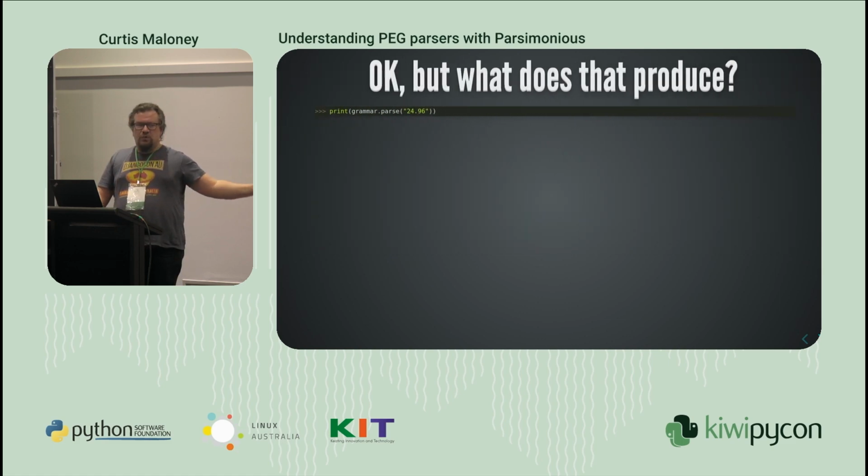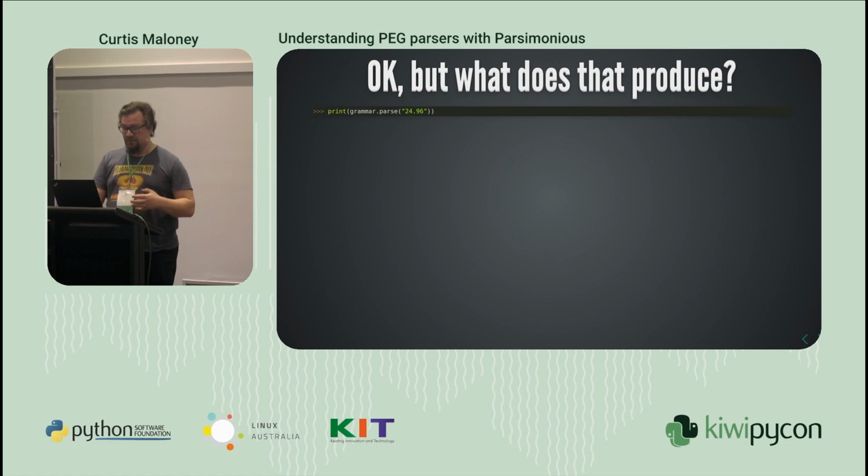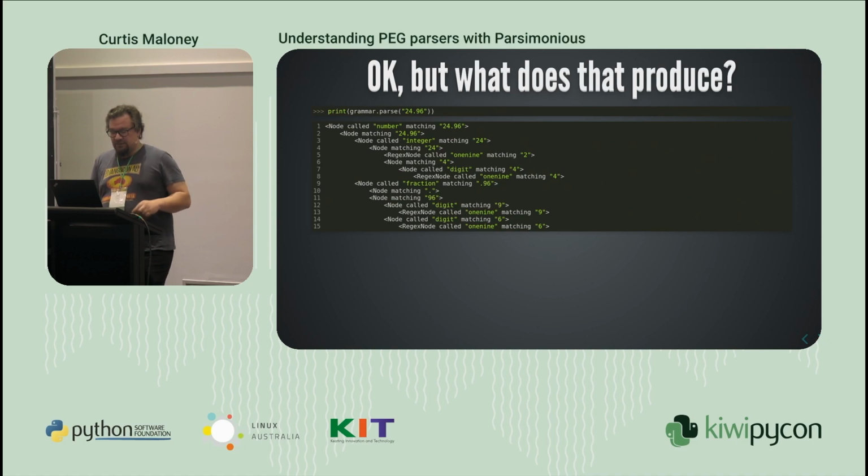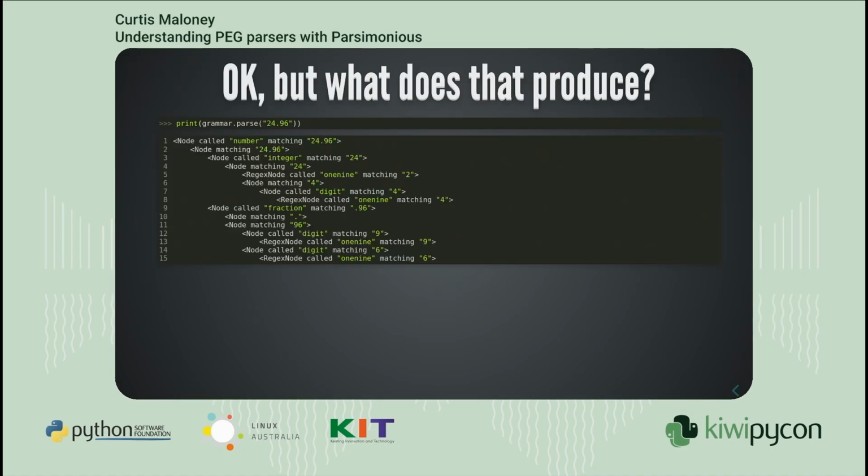All right, but what do we get for that? What comes out of having used that? We get a tree. Now, it's not a binary tree, it's a tree of nodes that is matched. And you'll see at various points in the tree, we have nodes that are actually labeled with the tokens that we've described. So we have our number and our integer and a 1 to 9 digit. And then some of them are intermediate nodes to say, well, yeah, we matched those things and then we produced something that was a 24 or 24.96 and so on.